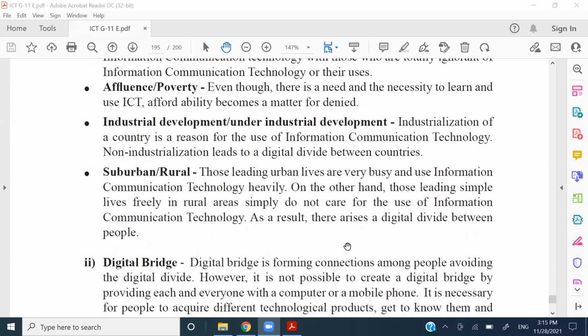And again, the same comes with suburban or rural areas, right? Urban areas are highly developed. They have almost all the facilities, and they can have the same facility from different service providers as well. But when it comes to rural areas, it goes the other way due to the population factor and the geographical factors, right? They tend to get the facilities regarding ICT late, which again makes the divide, right?